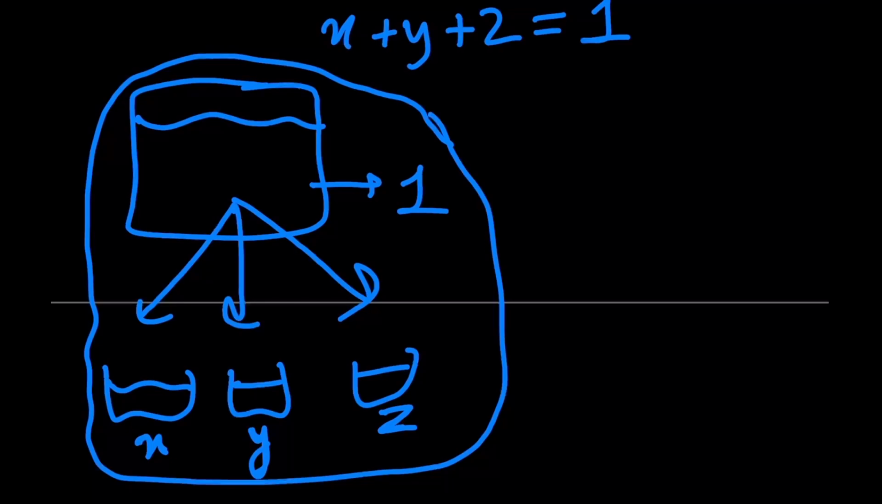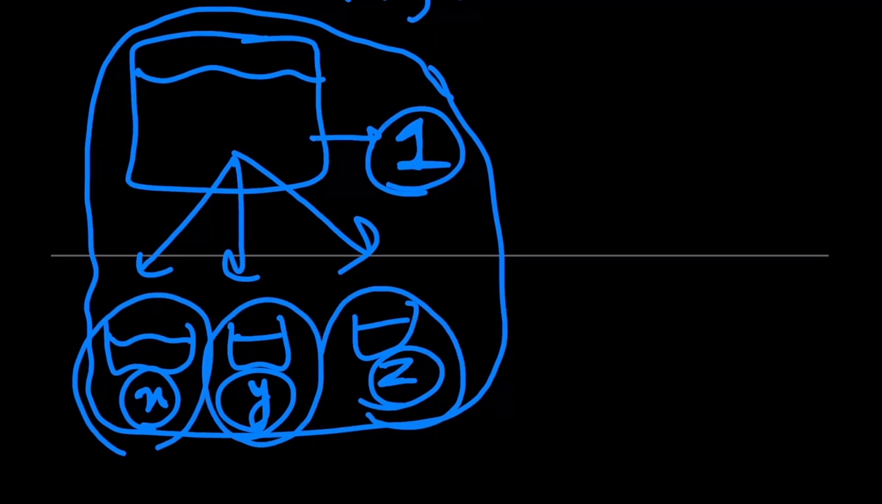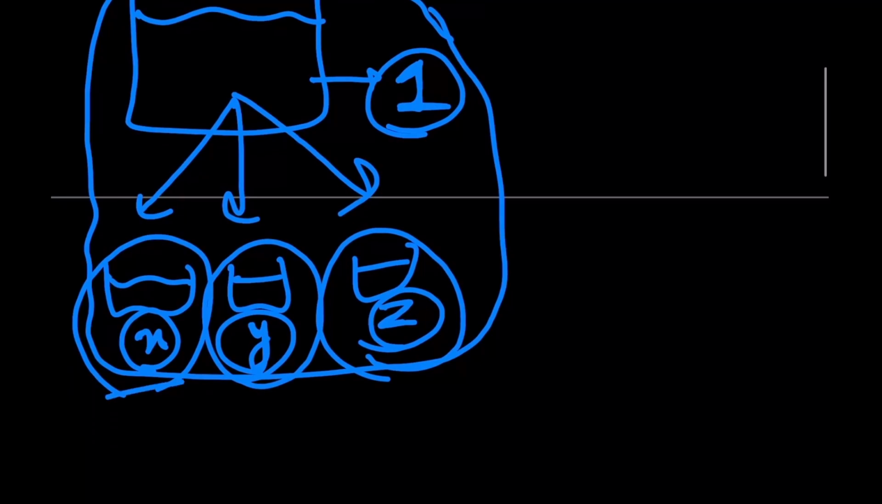Over here, since we're randomly splitting this 1 unit into X, Y, and Z, it's safe to say that the expected value of X is equal to the expected value of Y and is equal to the expected value of Z, since X, Y, and Z are completely symmetrical, right?